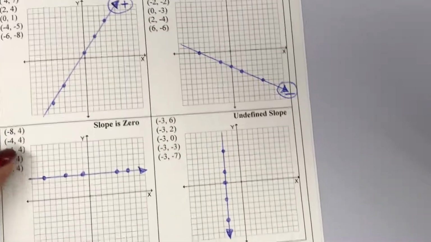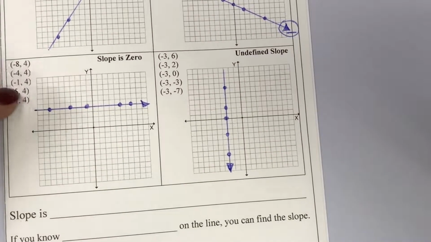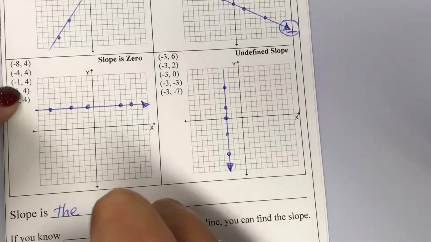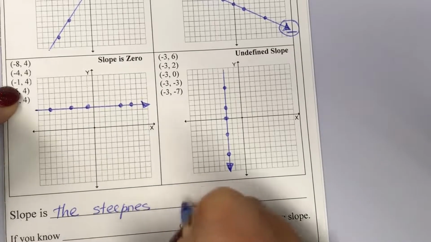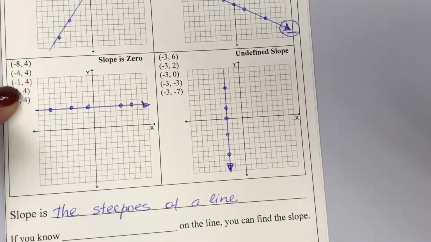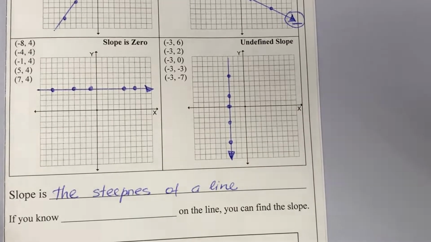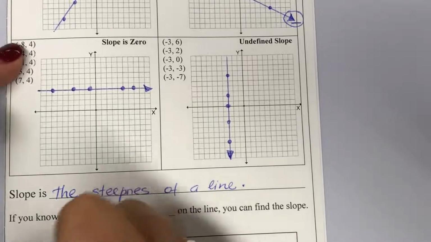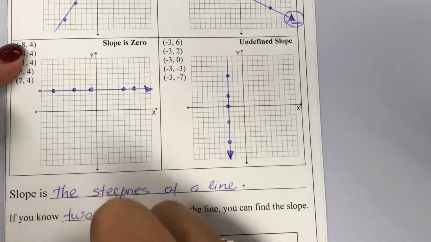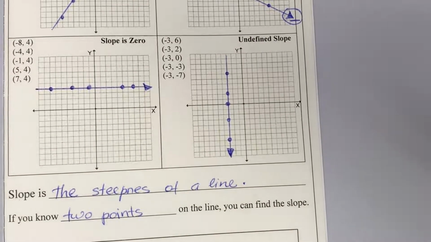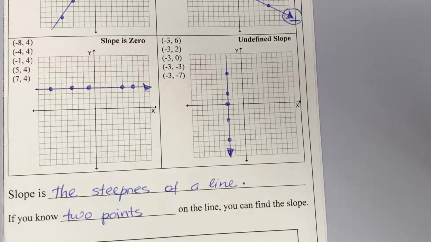So for the slope, what we can say is that slope is the steepness of a line. And to calculate slope, we can use any 2 points. So if you know 2 points on the line, you can find the slope. You don't need to have 5 points like I asked you to plot at first. You don't need to have too many. All you need is 2.